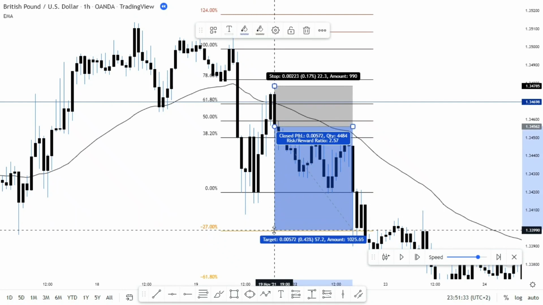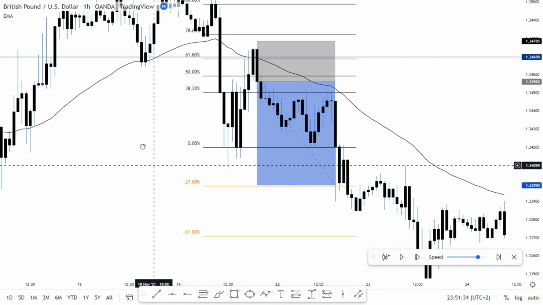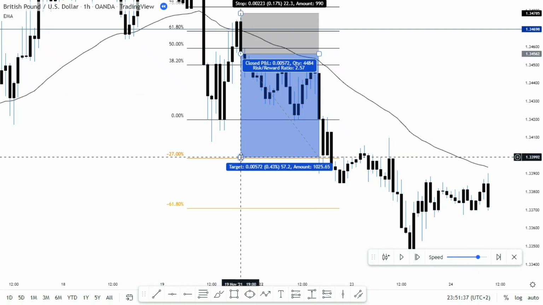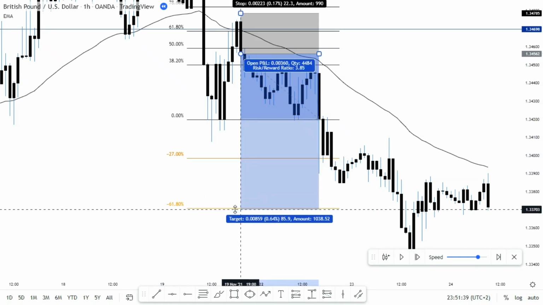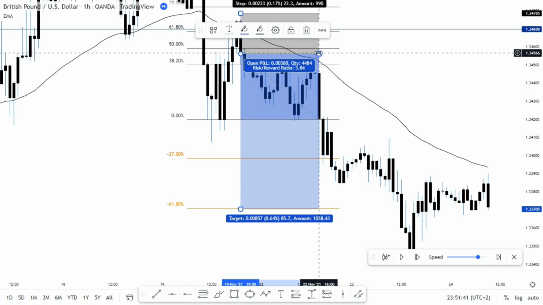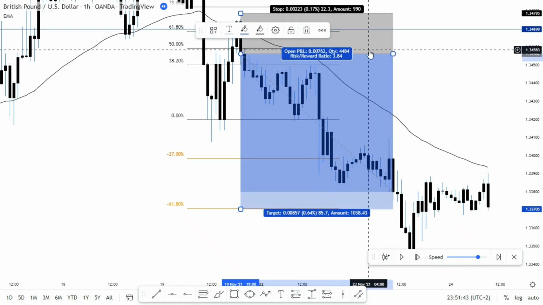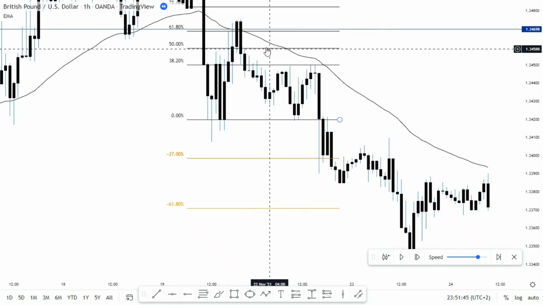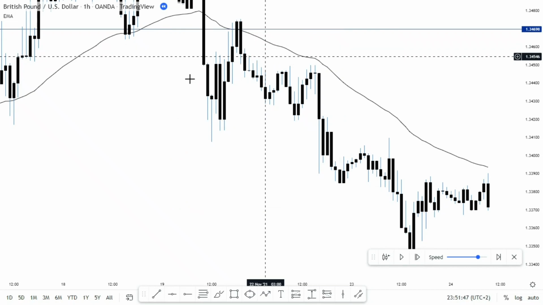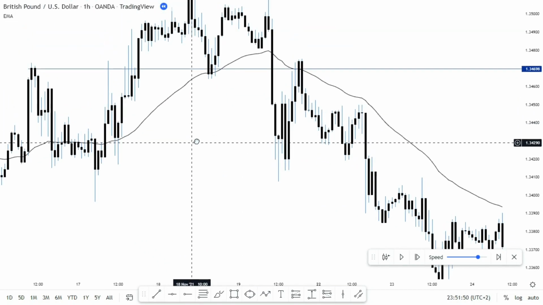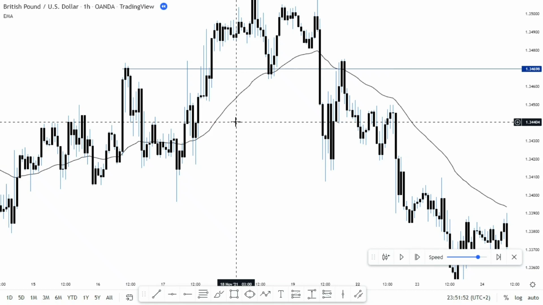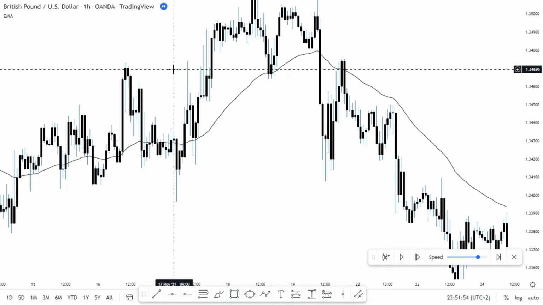Let's target, for example, firstly the negative 27, and then secondly, if we go even further down, we target the negative 61.8, and eventually we reach that target. Bada bing, bada boom. Simple trade, literally just off support and resistance as well as the EMA, and that's how I use it as confluence.